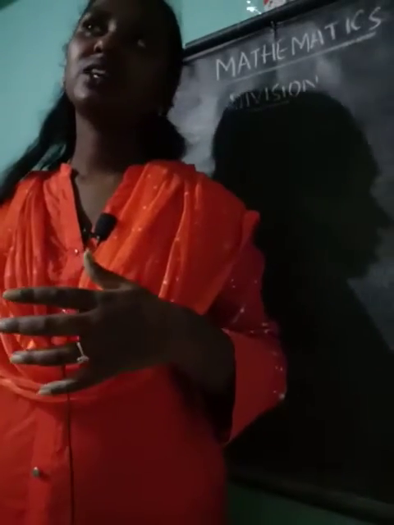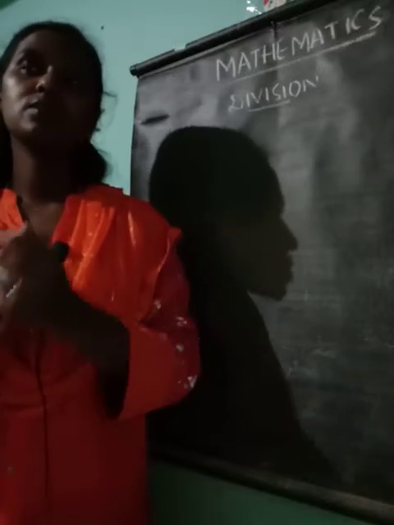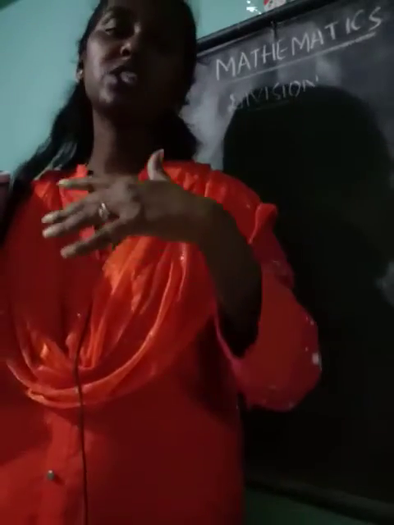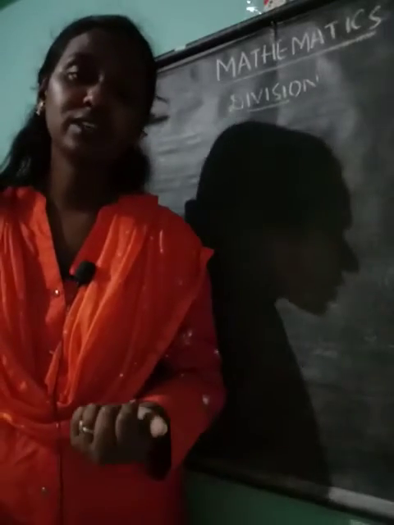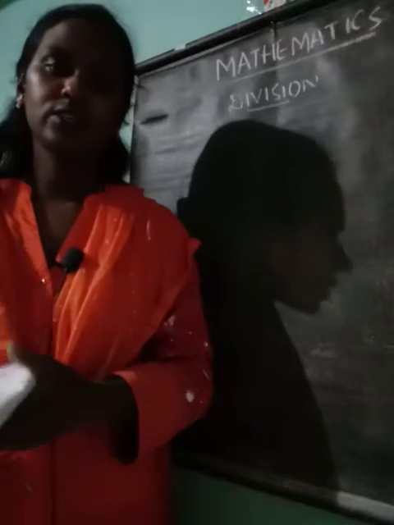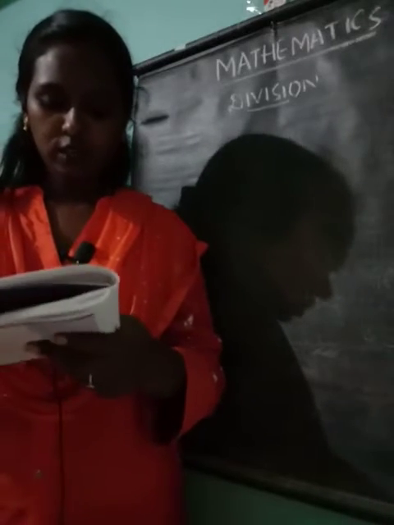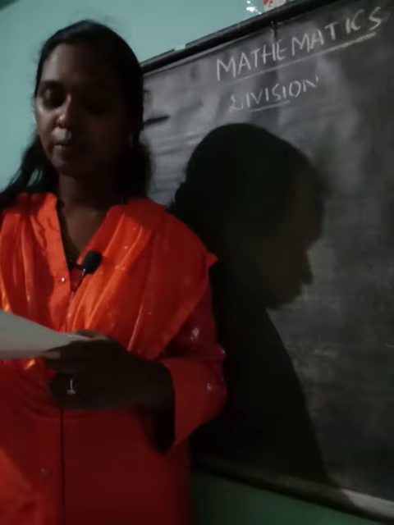We have learned some properties in multiplication and also in addition. Division also has some properties. Properties means rules which cannot be changed at any time. However big or small the number is, the property does not change. Okay. So the first property tells us dividing a number by 1 gives the same number as the quotient.